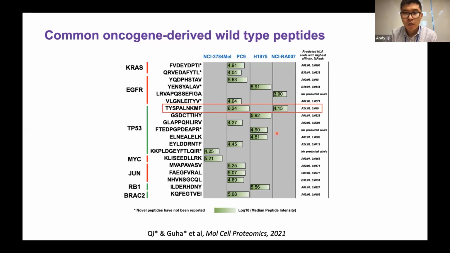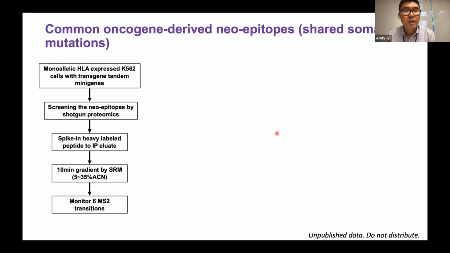So that's leading us to our current study. We really want to find that common oncogene-derived neoantigen. This is a shared somatic mutation that can be shared among multiple patients. We're not able to develop a T-cell therapy for every single patient. I mean, it could happen, but it's going to take more effort. So if we have some off-the-shelf TCR targeting any of the common mutations, that is really the dream for this entire field. So the approach we took was to use a monoallelic system. There's only one HLA allele expressed in the K562 antigen-presenting cells with the transgene of the tandem minigene.